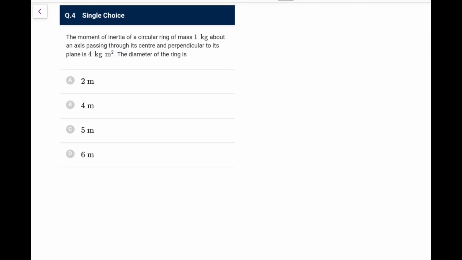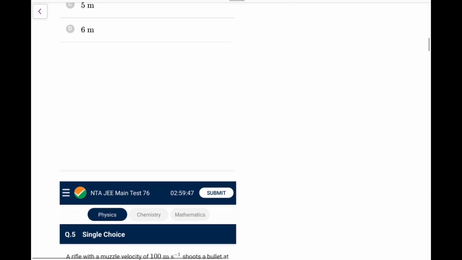Next, moment of inertia of a circular ring of mass 1 kg about an axis through its center and normal to its plane, you know that is mr square. So this mr square is 4, so r square is 4 by 1, 4 meter square, so radius is 2 meter. You are asked the diameter, so diameter will be 4 meter, so don't tick 2, it should be 4.